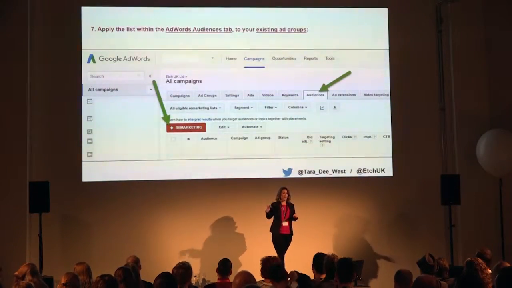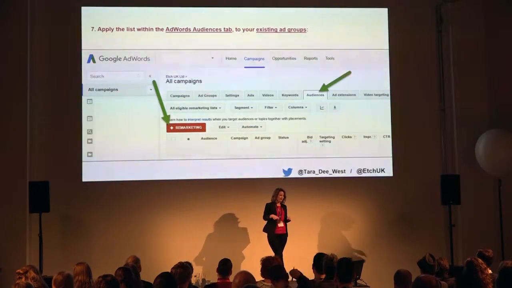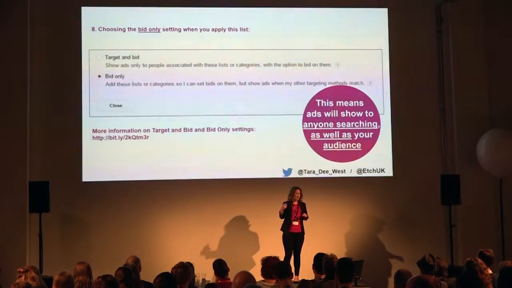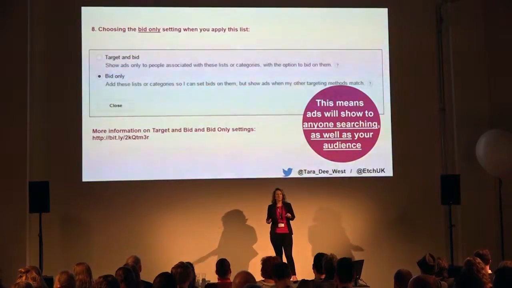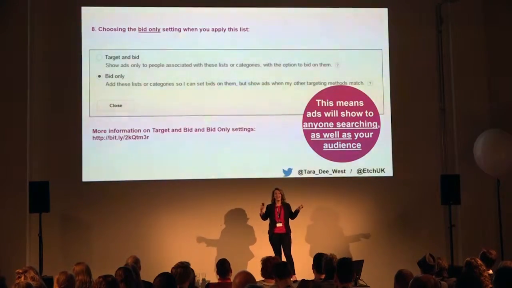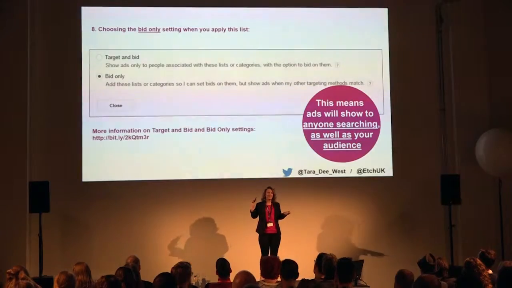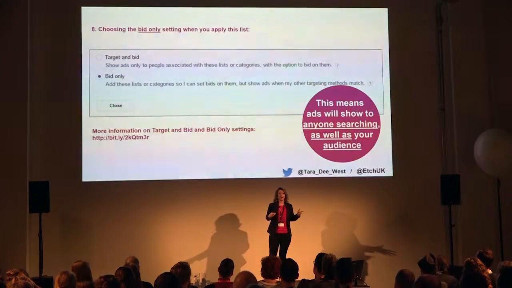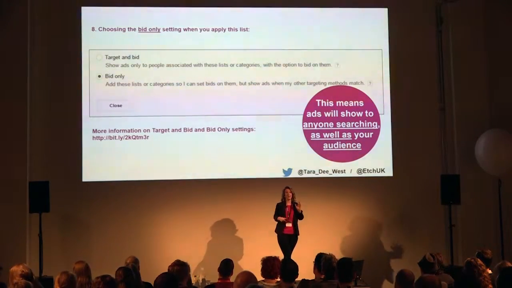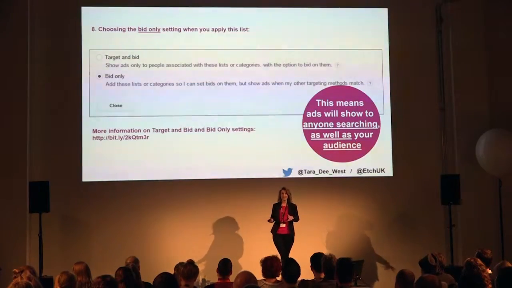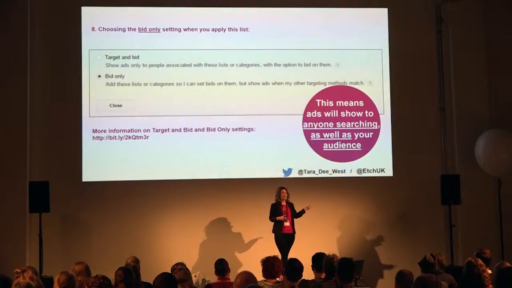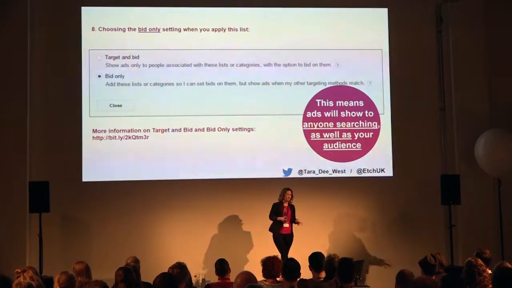Next thing you want to do is apply that remarketing list to your AdWords campaigns. So go to the Audiences tab in AdWords and hit Add Remarketing Audience. Here you choose whether you want the list to be bid only or target and bid. As Ariane touched on, it's a really valuable lesson to make sure you get this right, because if you tick bid only, it's absolutely fine. Your ads will keep showing to your current audience, and you can set a bid adjustment for those who are on your remarketing list. But if you tick target and bid, your ads will only show to people on that remarketing list when they're searching. So make sure you don't accidentally tick target and bid, because everything will stop running.